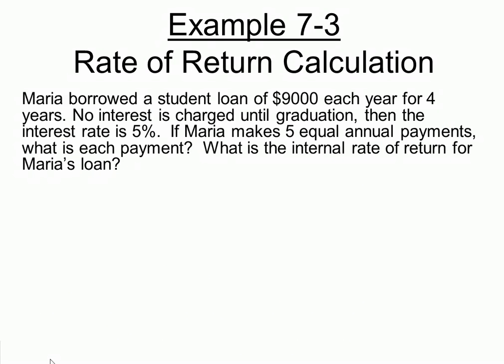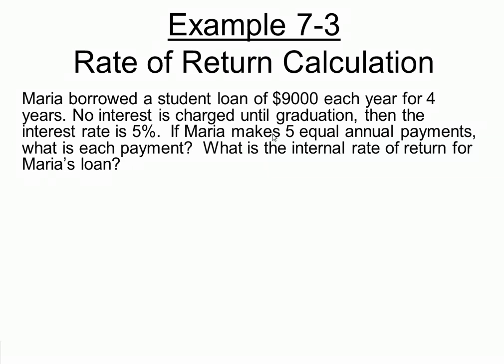Here's another example of rate of return calculation. Maria borrowed a student loan of $9,000 each year for 4 years. No interest is charged until graduation. Then the interest rate is 5%. If Maria makes 5 equal annual payments, what is each payment? And also, what is the internal rate of return for Maria's loan? So we're going to start first with finding the annual payments, the amount of annual payments.